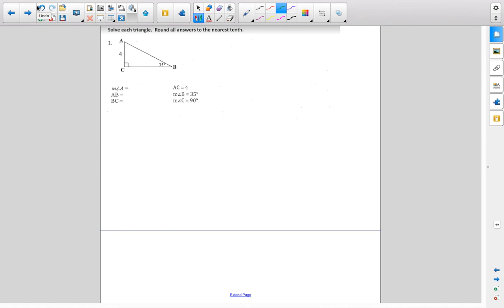Okay, the first one on page 19, it says round all answers to the nearest tenth. Okay, so we're going to do that. But over here, we have plenty of space on the side or above where it says name. Make sure you write out SOHCAHTOA and anything else that's going to help you remember how to work these problems.